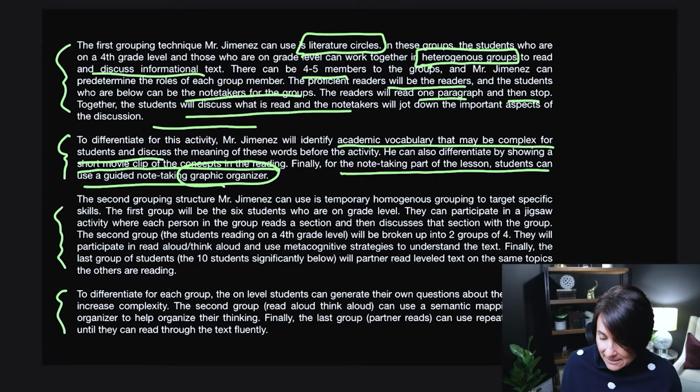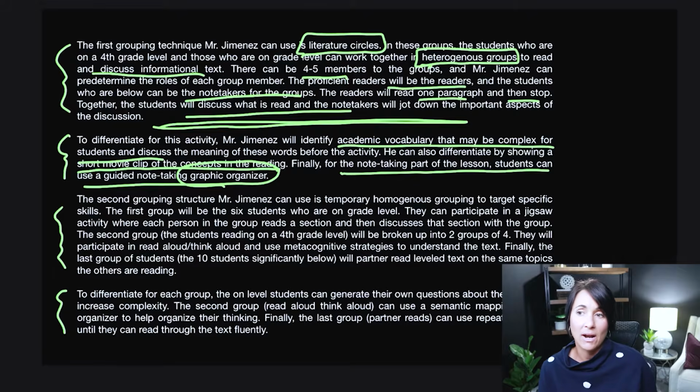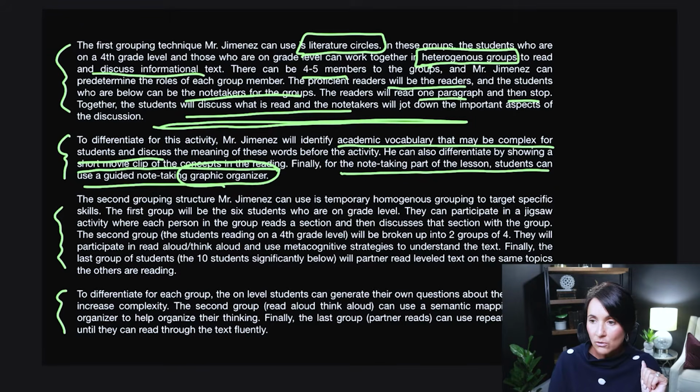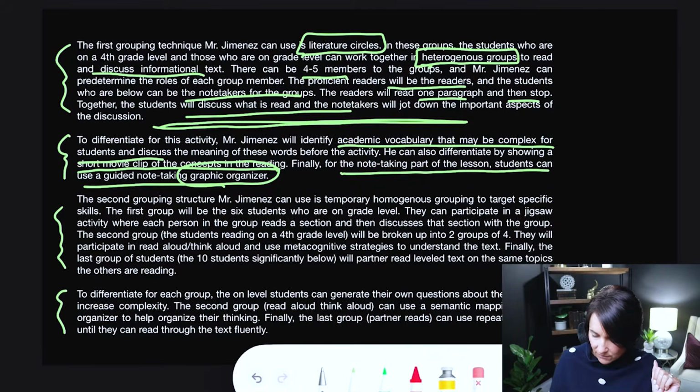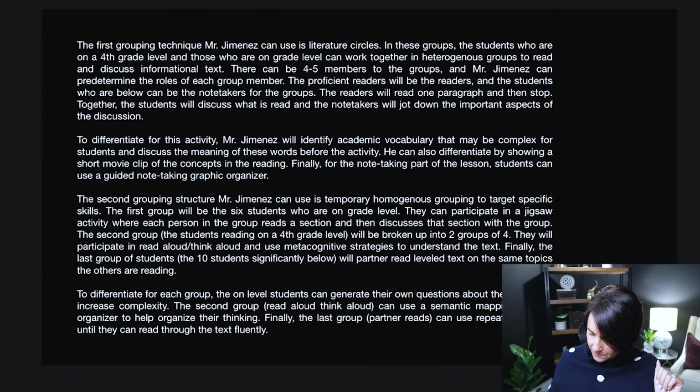I do 3 here, but I only do that for this video to show you the 3 different ways. You could do just one, and you could attach it as the last sentence to this one paragraph here. This could be a 2-paragraph situation. You could go through the grouping techniques here, and then the last sentence you could say, to differentiate, I would show a short video clip to help activate background knowledge before students read the complex text. That's it. That's a differentiation, and it covers it, okay? Now let's go to the second one. And let me erase some of what I've got going on here because it's a little bit distracting.